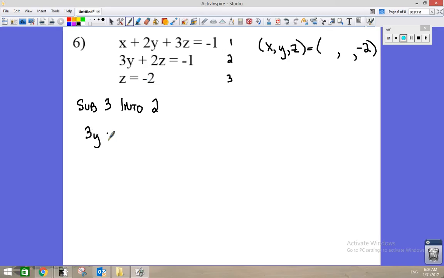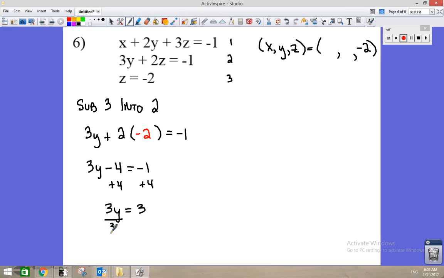So I've got 3y plus 2z, but I'm not going to write the letter z because I know that that variable z represents a negative 2. So I've got 3y minus 4 is equal to negative 1. To get this y by itself, this term that doesn't have the variable, we'll move it to the other side, and we'll divide each side by 3. We recognize that 3 times 1 is 3, so we know that we're getting 1 for y.